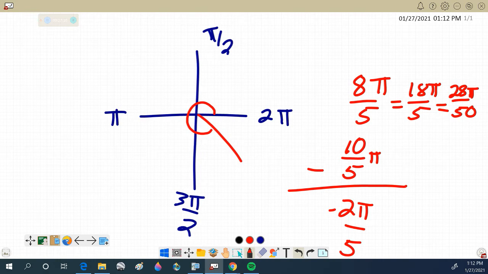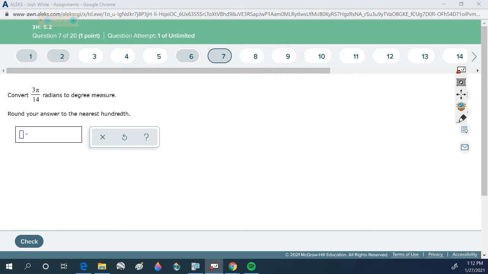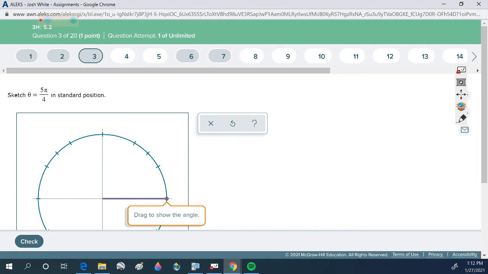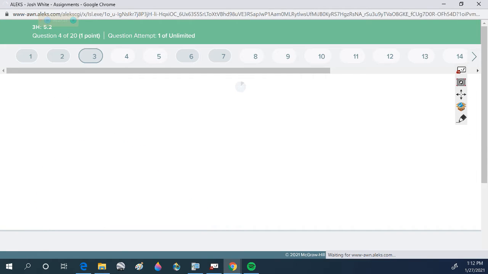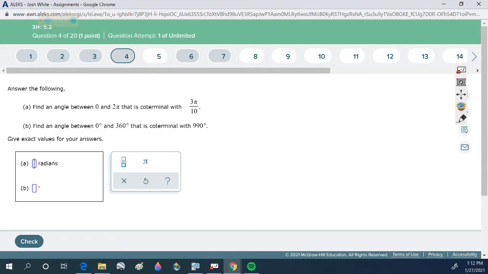Man, I've got a problem. All right, so number 3 says sketch the angle in standard position. So you just need to figure out where it lands. Number 4 gives you an angle and says find another angle that's coterminal, but it gives you a qualifier. How many answers are there to coterminal angles? An infinite number. But of all the answers out there, it tells you which one to pick.